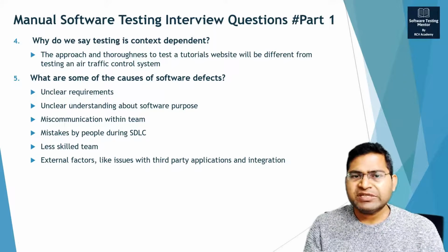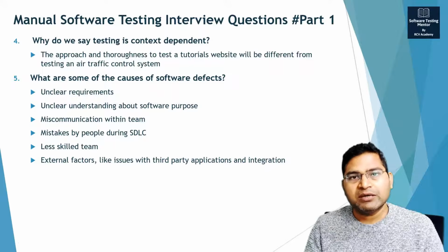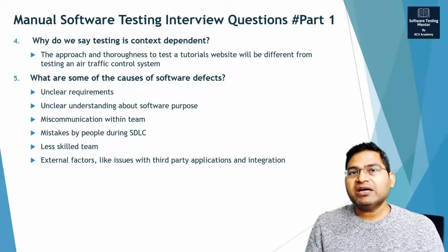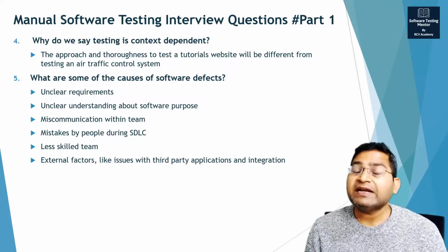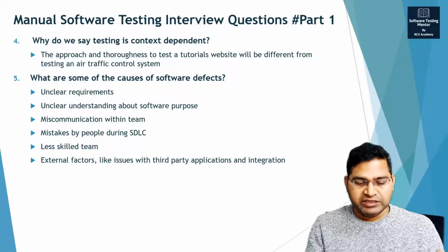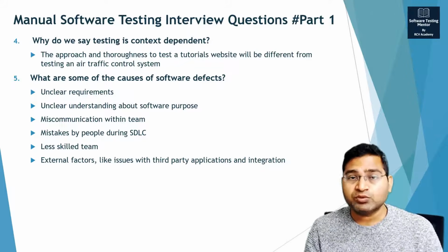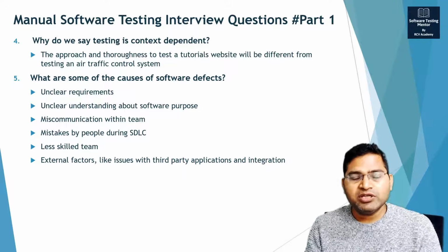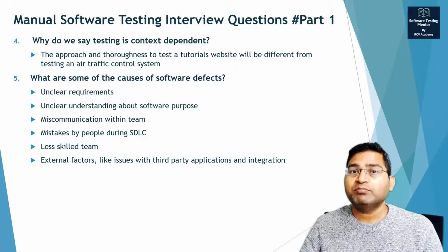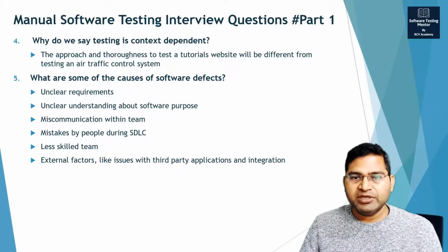Then obviously mistakes by people. It doesn't matter how streamlined your processes are or how collaboratively you work, there are a few mistakes that happen during the process. Everyone is a human being. Mistakes happen in the requirement phase, in the design phase, in the development phase, and in the testing phase as well. You can miss some of the defects. It's pretty obvious. Because of mistakes or misunderstanding during the SDLC, there might be defects.